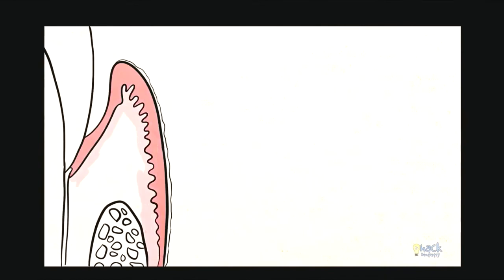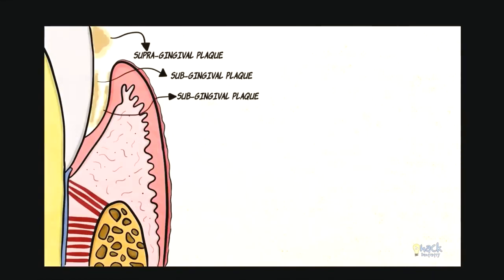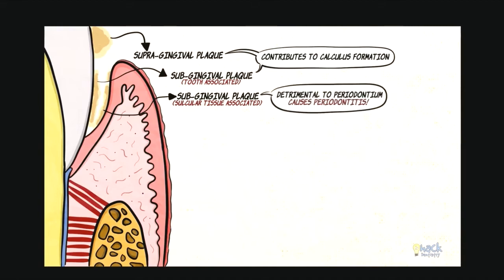Dental plaque, according to its site of deposition, can be classified as supragingival and subgingival plaque. Now, subgingival plaque, apart from being tooth-associated, can also be associated with the sulcular tissue. While supragingival and tooth-associated subgingival plaque could contribute to calculus formation and dental caries, tissue-associated subgingival plaque could be detrimental to the periodontal tissues, contributing to periodontitis.